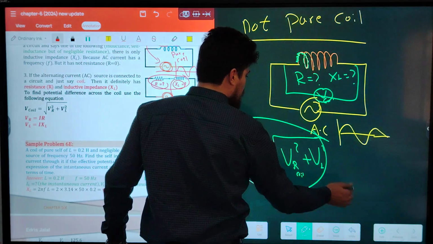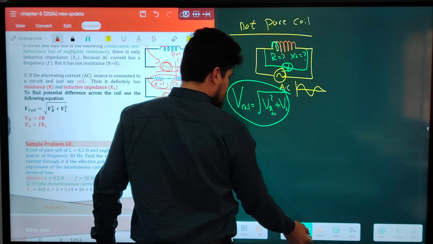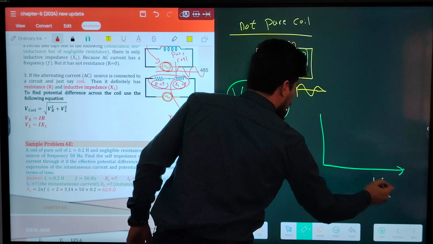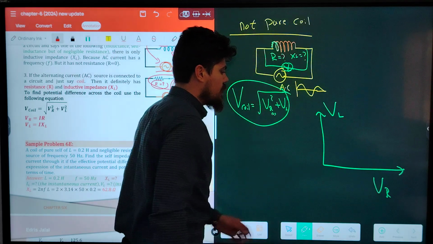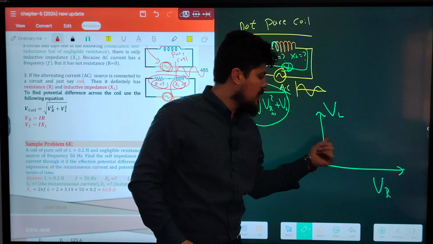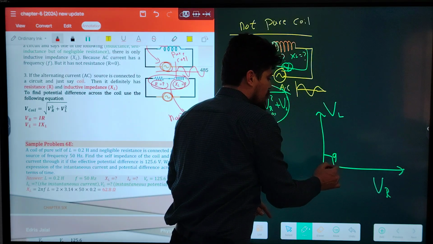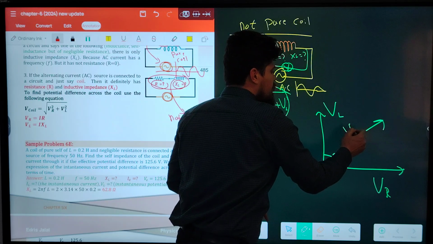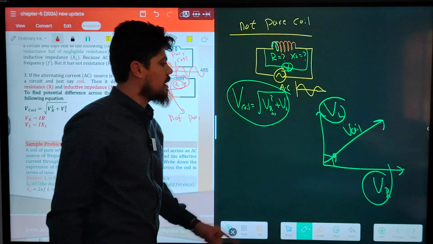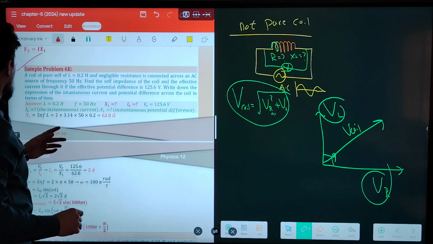Why can the Pythagorean theorem be used? Because between resistance, guys, look, this is VR and this is VL. If you remember, VR with IR are in phase, but VL with IL are 90 degrees out of phase. The angle between VL and VR is 90 degrees. For the total, which means V coil, we have to use the Pythagorean theorem.